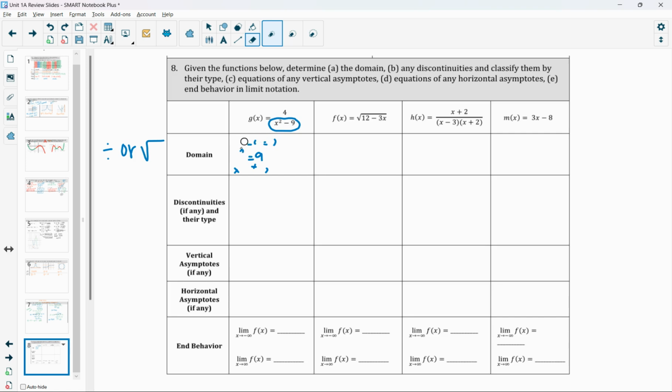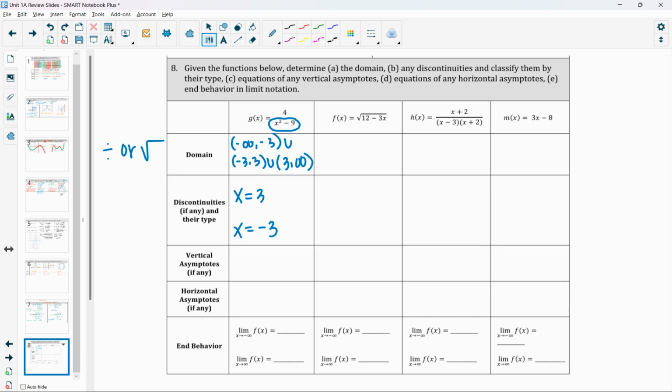So now we want to write out the domain. So I'm just going to get rid of that so I can write out the domain. This means that everything leading up to -3 is fine. So -infinity to -3. And then everything from -3 to 3 is fine. And then everything from 3 to infinity is fine. So everything except 3 and -3. This is because 3 and -3 are both discontinuities.